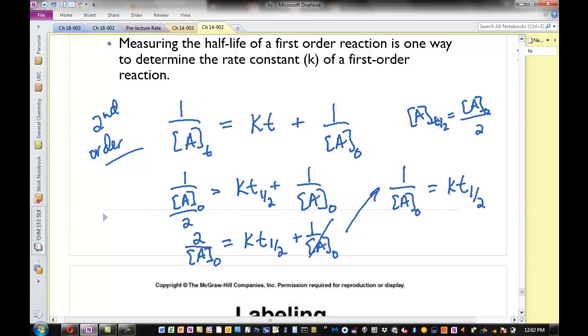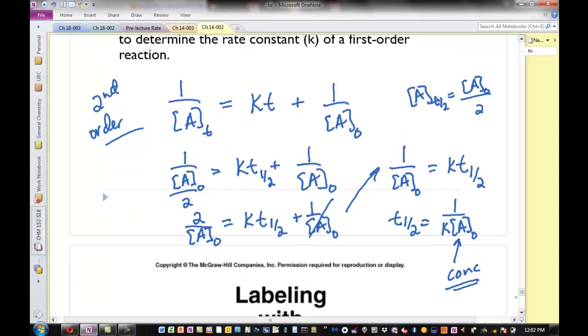And if we then divide by k, we're going to isolate T1/2 is 1 over k, the rate constant, also divided by the initial concentration. And what do you notice? The difference between the first order half-life and the second. Yes, it is concentration dependent. It is concentration dependent. So make sure you know that.